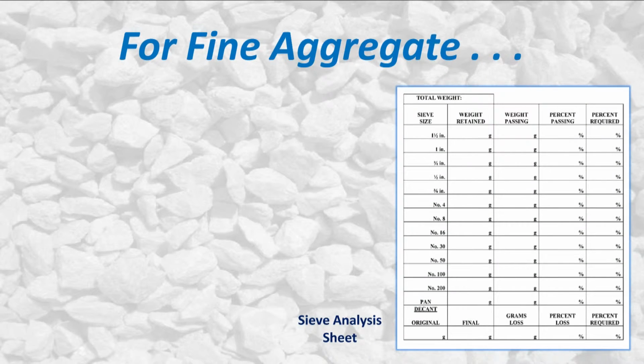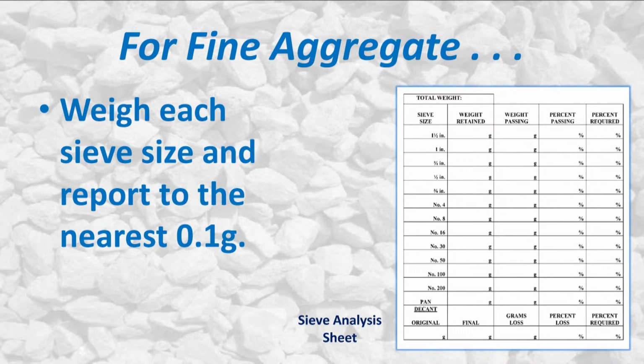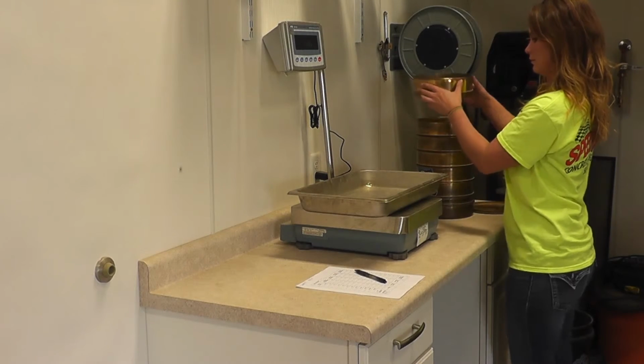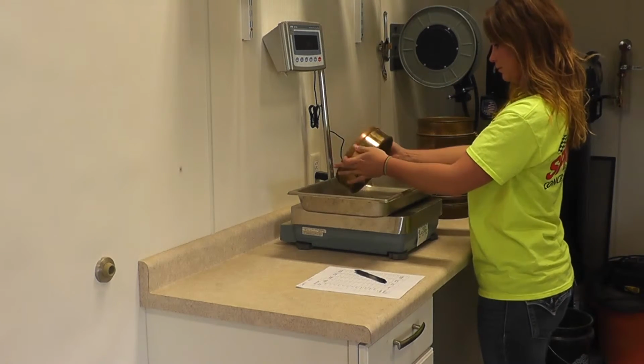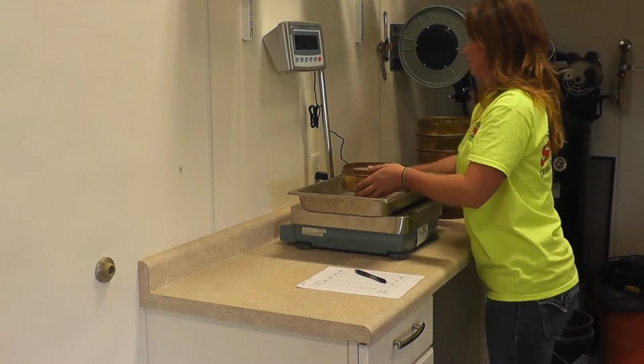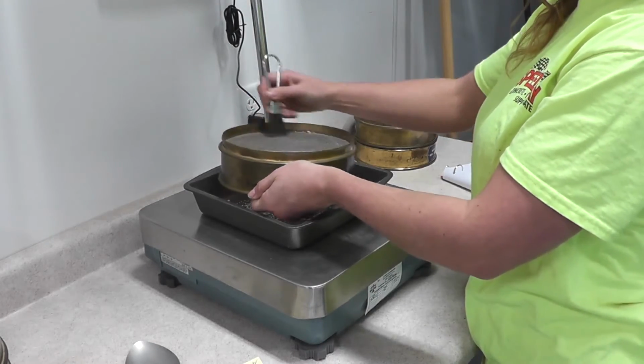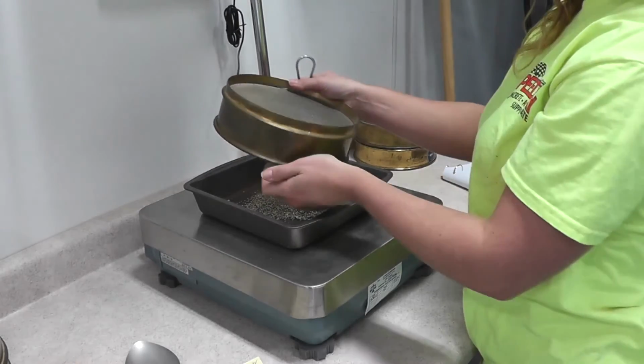For fine aggregates, weigh the material retained on each sieve size to the nearest 0.1 gram. Ensure that all material entrapped within the openings of the sieve are removed and included in the weight retained. This may be done using brushes to gently dislodge entrapped materials.